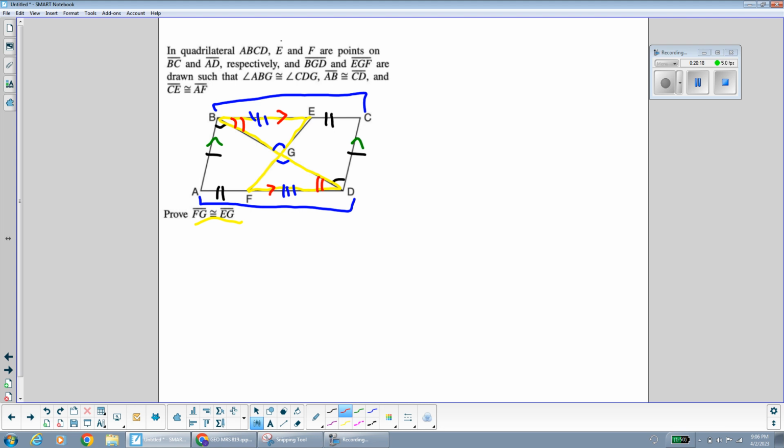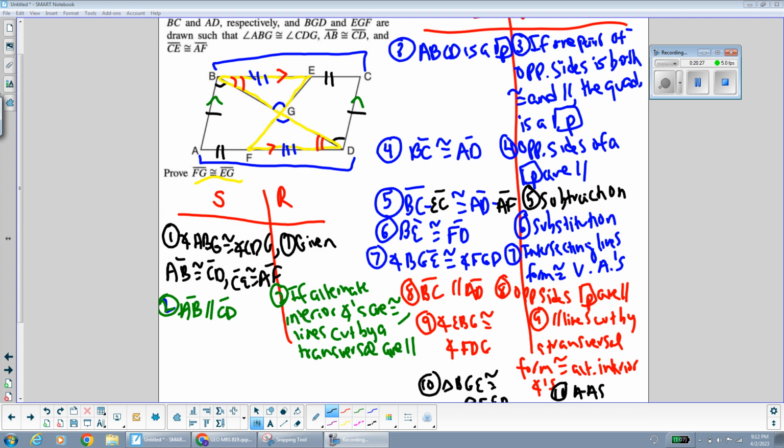Now, this is a lot of stuff to put in the proof. So please pause the video and try to write it up. I'm going to do the same thing so you can see what it looks like. This proof is quite long. It took me 11 steps to write it up. So after my givens, I mentioned that AB was parallel to CD. And once again, the reason I knew that was because we were given those congruent alternate interior angles.